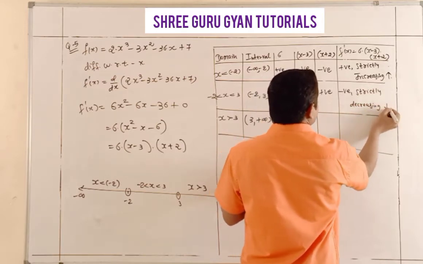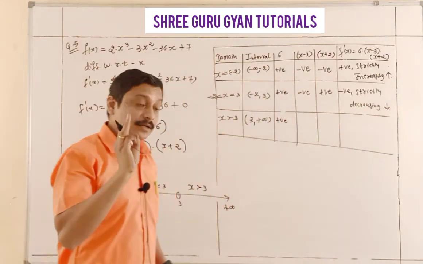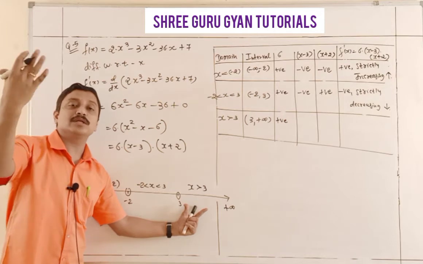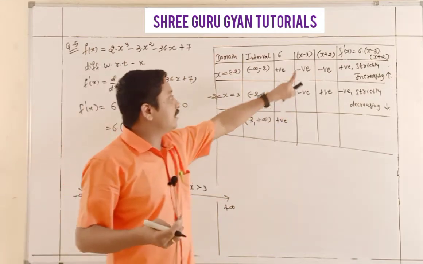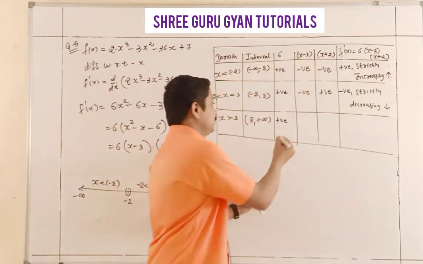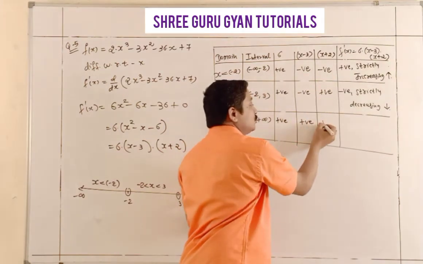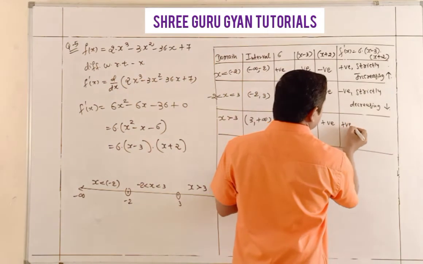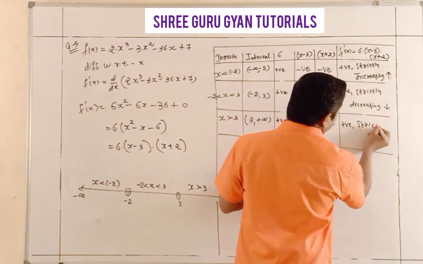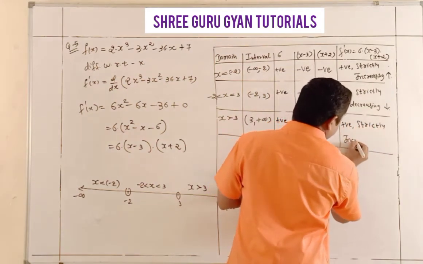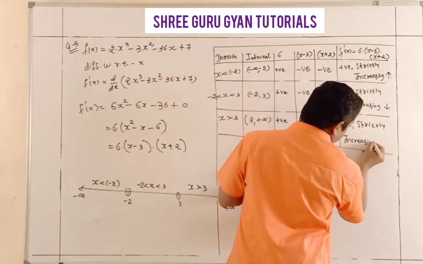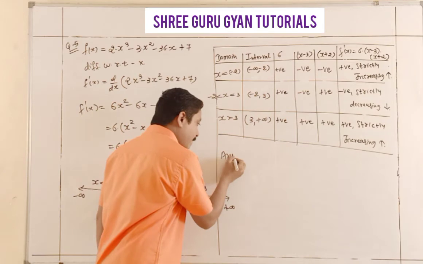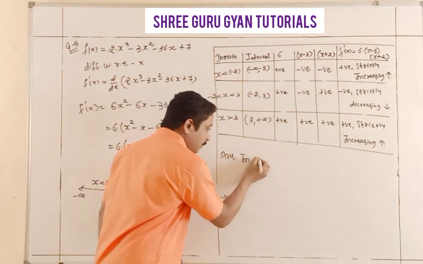And that's your answer. In the third case, more than 3. You check any number more than 3, just like 4. Apply here: 4 minus 3 is 1, positive. 4 plus 2, positive. And my answer is positive. So I just write down it is strictly increasing interval. So in the final answer, in interval.